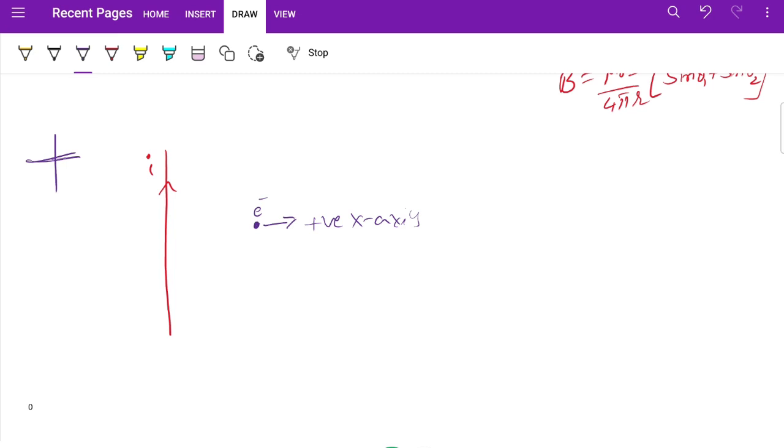So yes, definitely the electron experiences a force. Then what is the direction of the force? As I said, if the straight conductor carries current in the upward direction, the magnetic field on the left-hand side will be like this. That means it goes into the plane of the paper. Now the electron experiences a perpendicular magnetic field due to the straight conductor. Then how to find the force direction? So here we have the left hand rule.